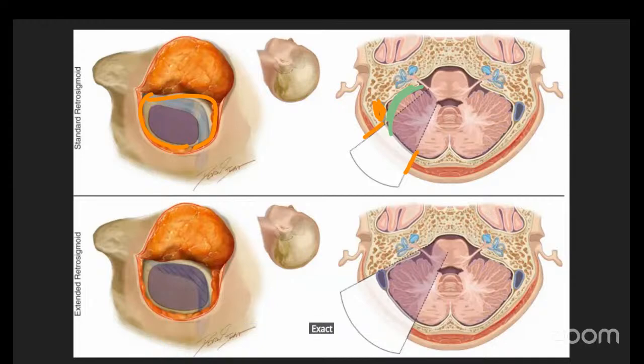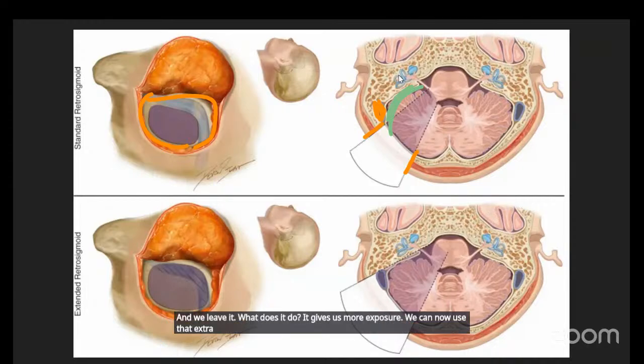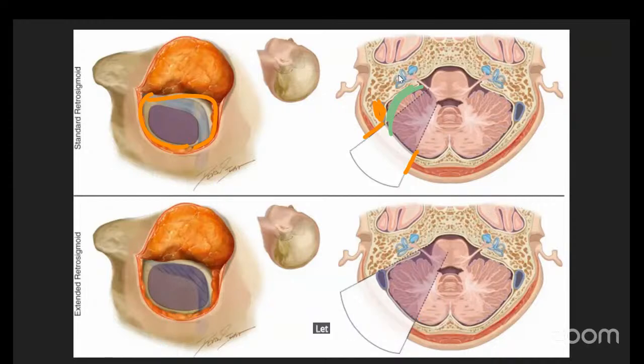Exactly. So we completely take away the bony covering, we dissect them free from the bone, and what ends up happening is we identify and isolate a small cuff of dura and we leave it. What does it do? It gives us more exposure. We can now use that extra space. Let me try showing it to you.